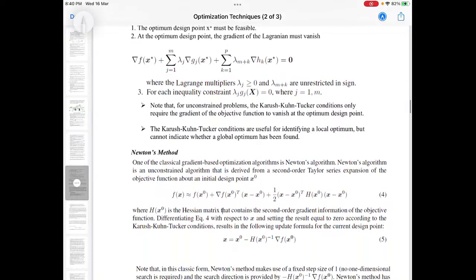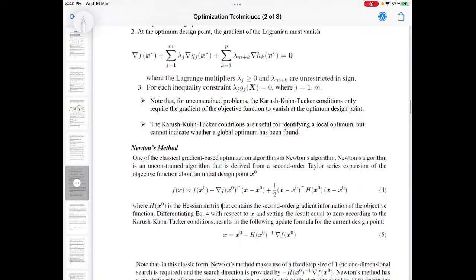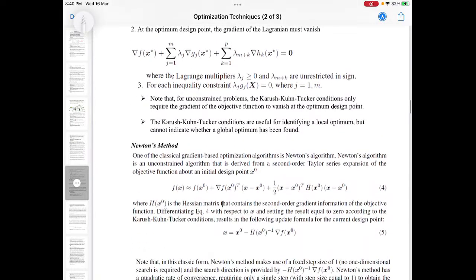In the next method we use Newton's method. So the second method is called Newton's method. One of the classical gradient based optimization algorithms is Newton's algorithm. This is one of the gradient based optimization algorithms, and it is also called the classical gradient based optimization algorithm because of its popularity, and it is generally used in many problems.